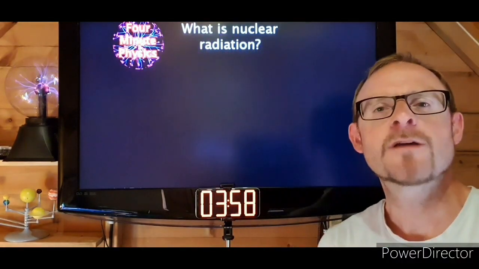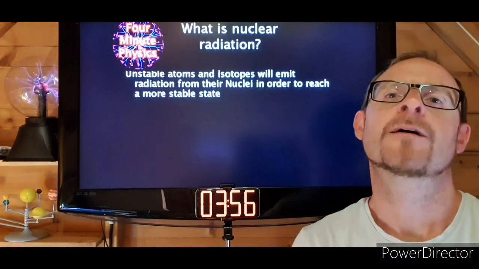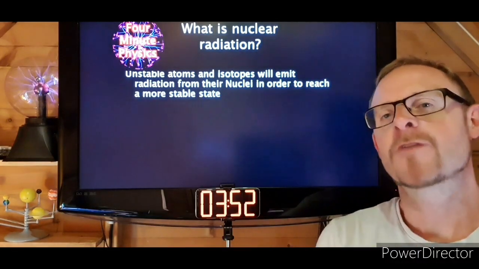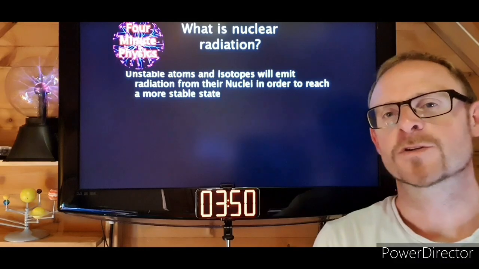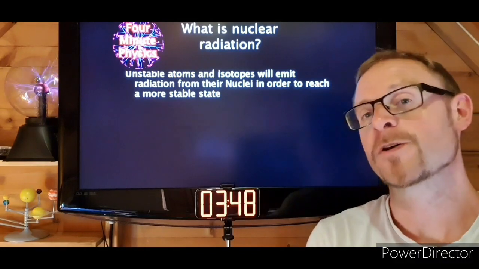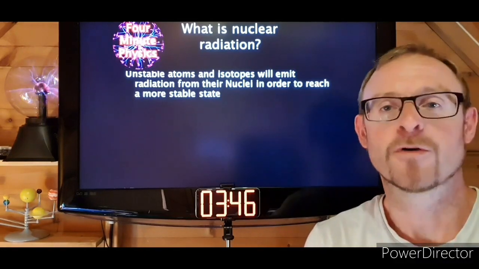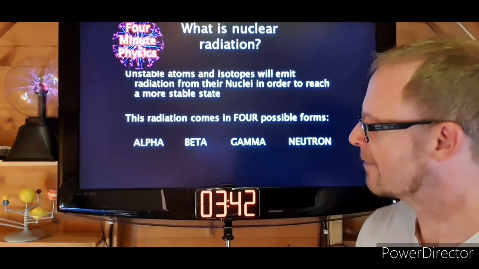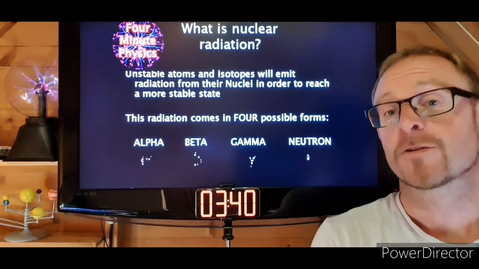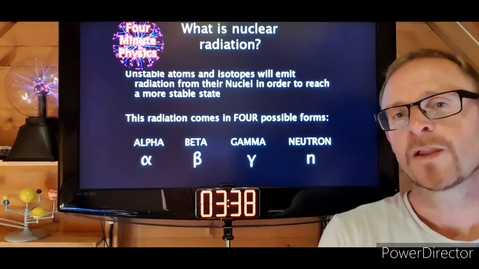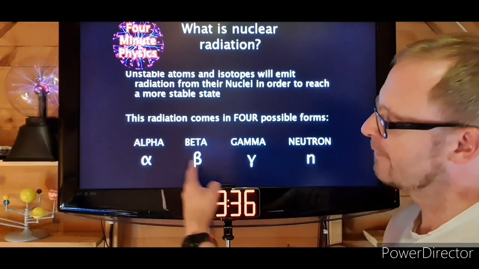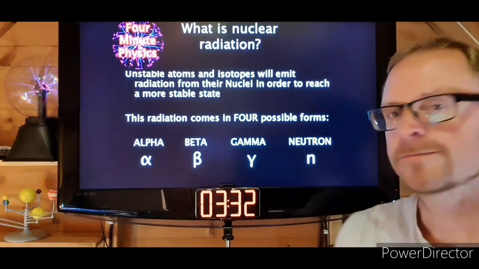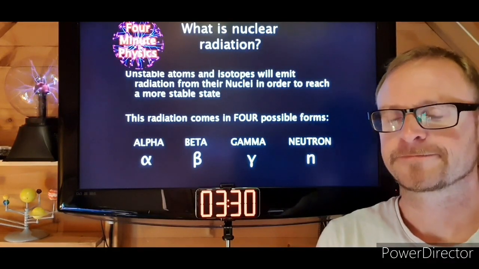Nuclear radiation is produced from unstable elements and atoms. The aim is to become more stable, so they release radiation in order to try and achieve this. There are 4 possible ways this is done. There are 4 different types of radiation: alpha, beta, gamma, and the neutron. There are symbols that go with these, of course, that you need to recognise. Alpha, beta, gamma, the first 3 letters of the Greek alphabet, and the neutron, just a lowercase n.